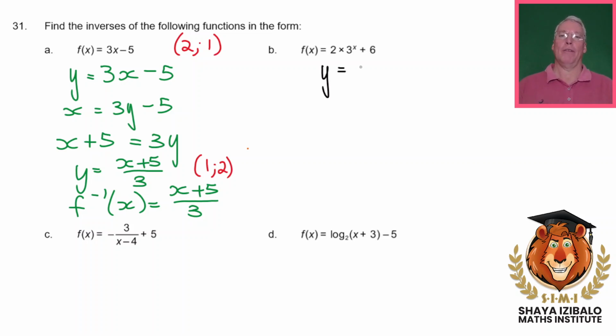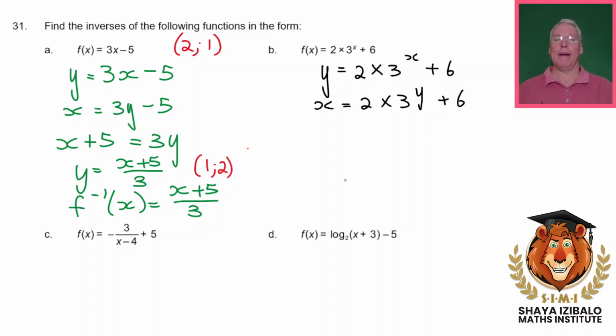We start off, we write it as y equals 2 times 3 to the x plus 6. Next thing we do is we swap x and y around. x is 2 times 3 to the y plus 6. Now we want to make y the subject of the formula. Let's subtract 6 from both sides and then let's divide by 2. So x minus 6 over 2 equals 3 to the y.